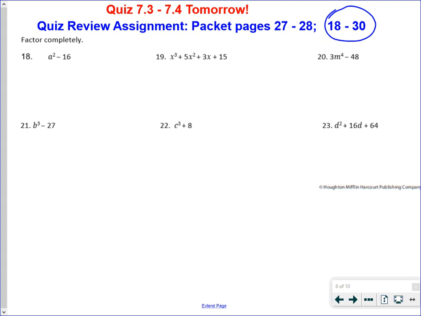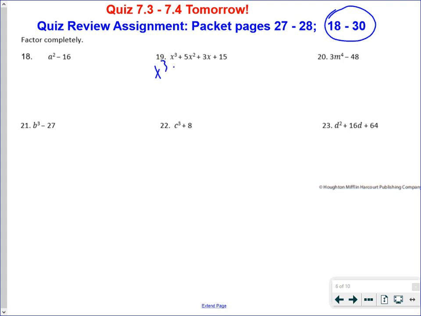The first one I want to do is number 19. Number 19, we have x cubed plus 5x squared plus 3x plus 15. Anytime we see four terms like this and we're told to factor, chances are you're going to need to do factor by grouping, okay? So let's go ahead and try it out, see if it works.